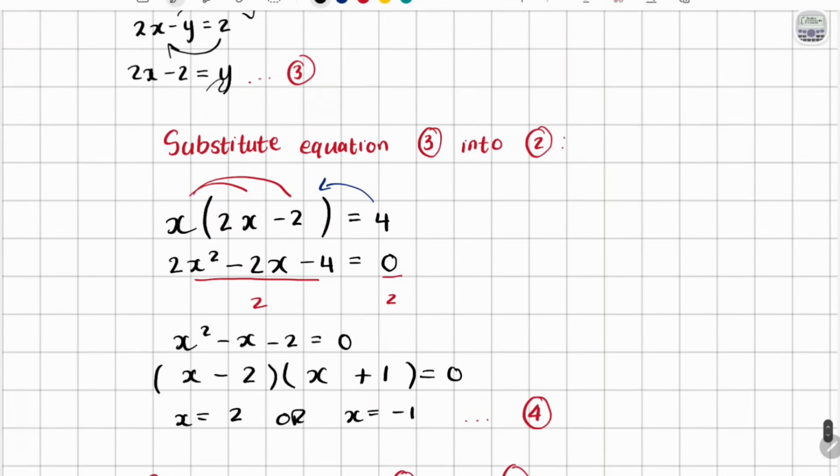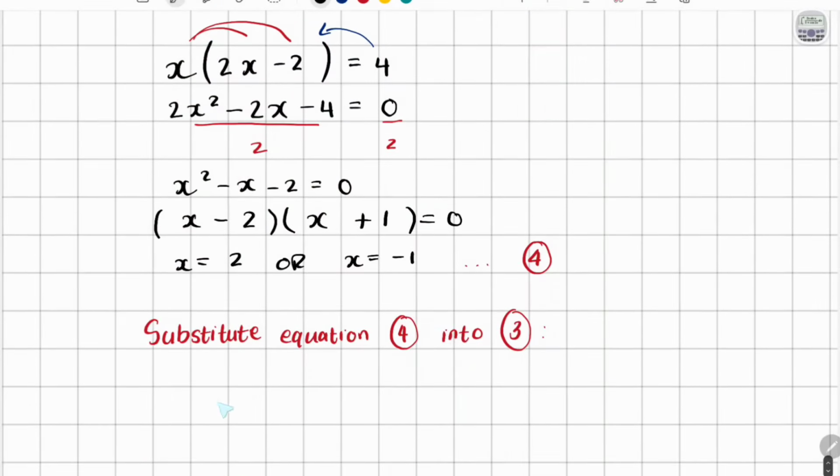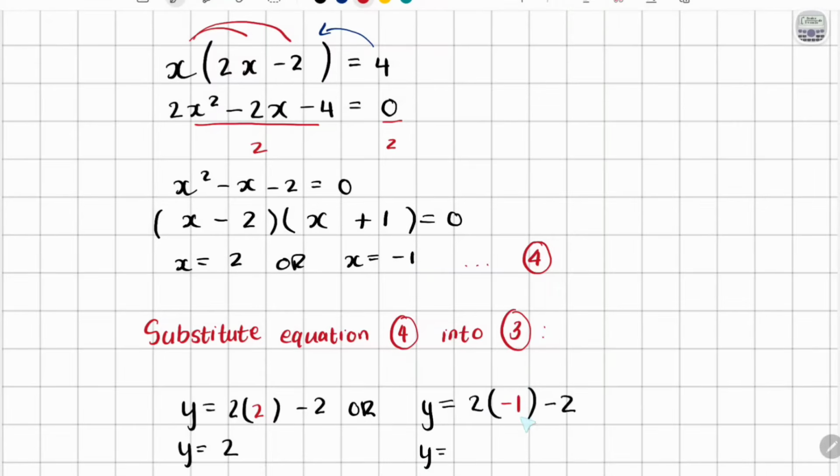Okay, so equation 4 is this, y is equal to 2x minus 2. So taking that y equals 2x minus 2, and I'm substituting 2 in first, that will give me y is equal to 4 minus 2, which is 2. Okay, so we got that answer, y is equal to 2. And now we substitute the negative 1 in. So y is equal to 2 times negative 1, which is negative 2, minus 2 is negative 4. And there we go. These are our solutions for x and y.